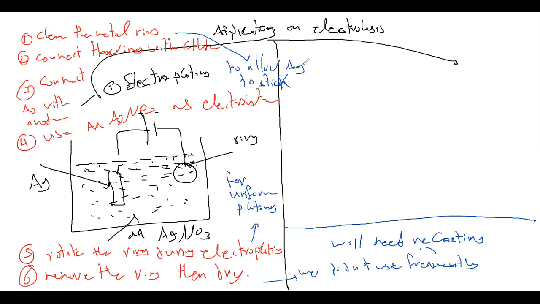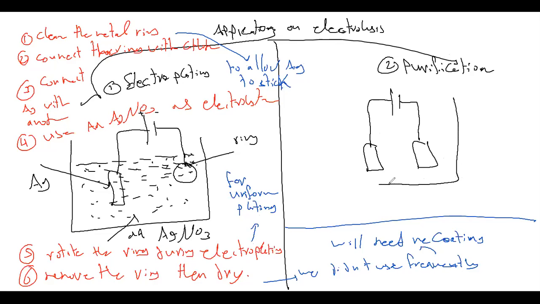After that, for purification of metals, we have pure copper and impure copper. The impure copper must be the anode, and pure copper must be the cathode, and then aqueous copper sulfate.